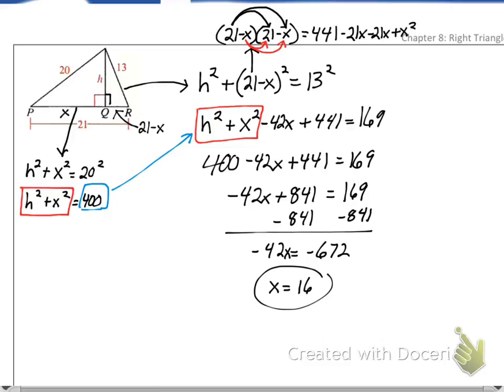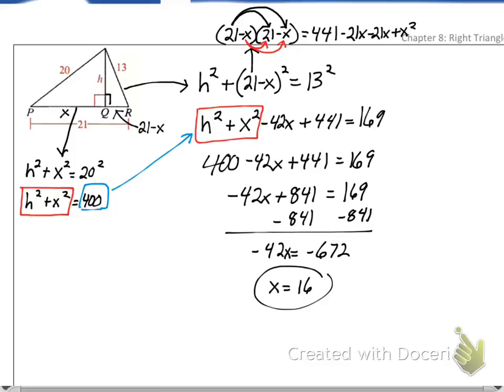I did it both ways on here. Mary, yours is only like one extra step, maybe, and you could do it in your head and cross stuff out. So at the end of the day, it's probably almost about the same amount of work. So don't be one of those, oh, I never saw that, I'm never going to see that. Just solve for h squared and just do it that way. So now I know x equals 16.